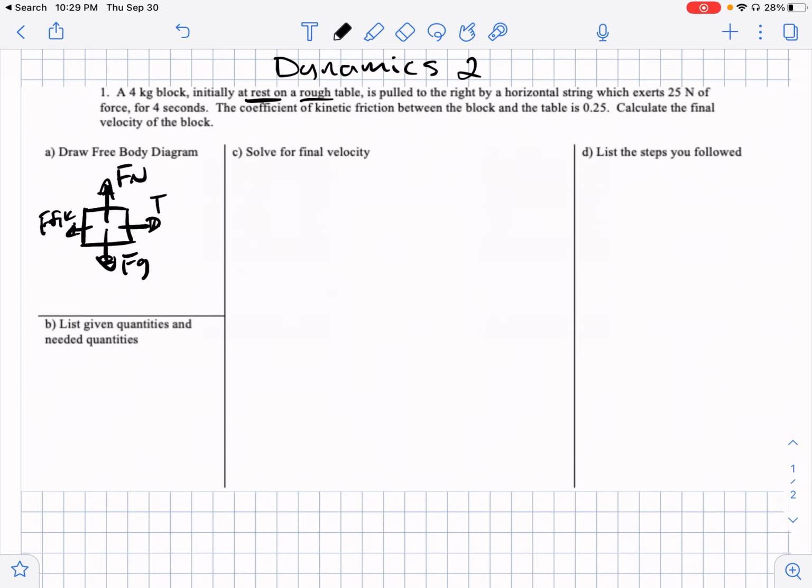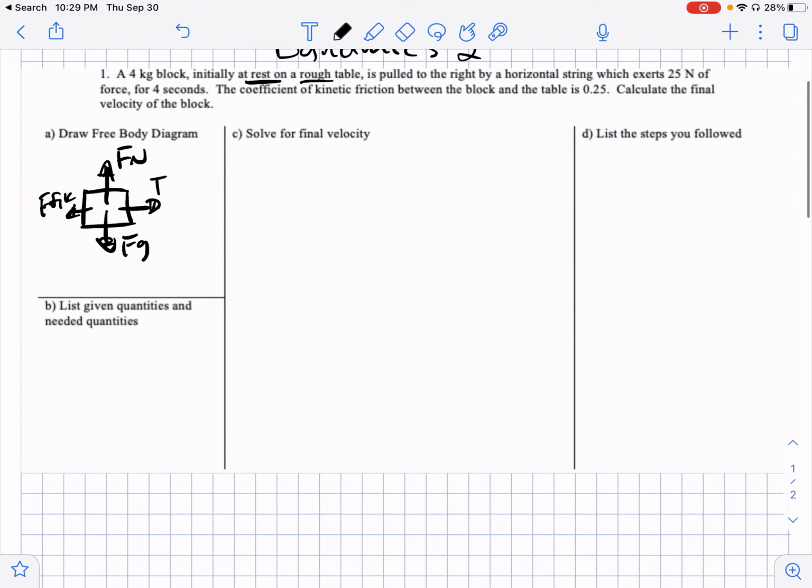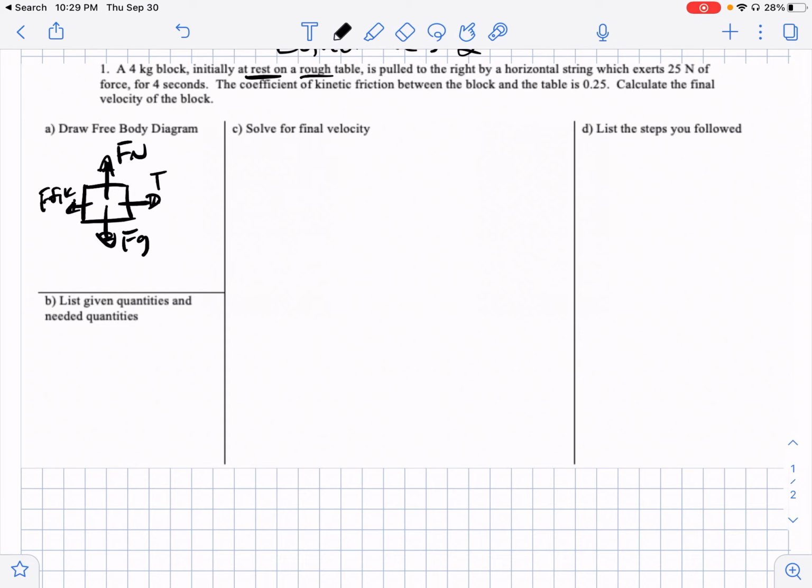Now we're asked to write down the quantities that are given and needed. So looking at what was given, it says that the mass is equal to 4 kilograms. Now we also know that the weight is mg, so the weight here is equal to 40 newtons. And the problem gives me the tension. It's equal to 25 newtons. My coefficient of kinetic friction is equal to 0.25. Time is equal to 4 seconds.